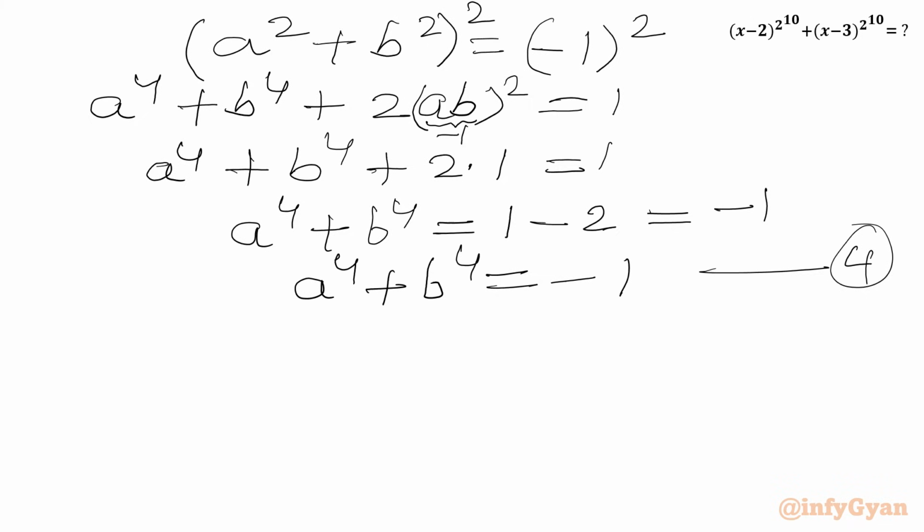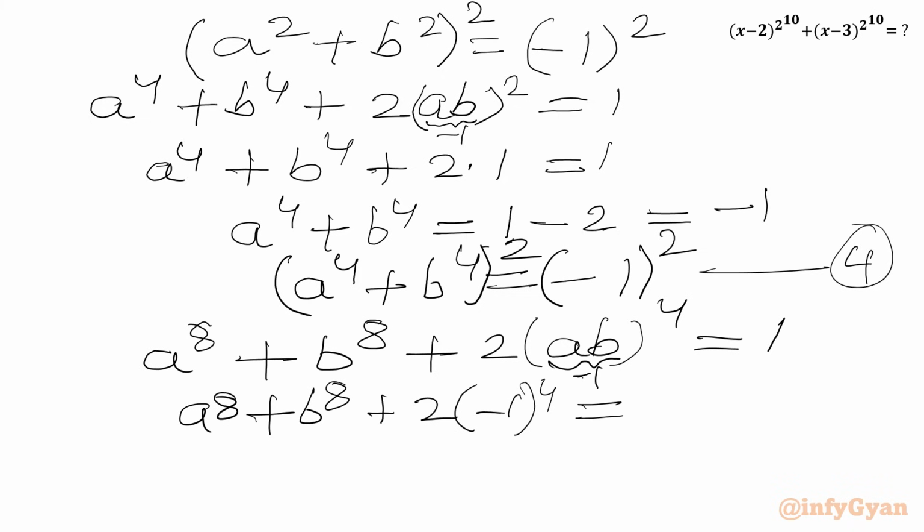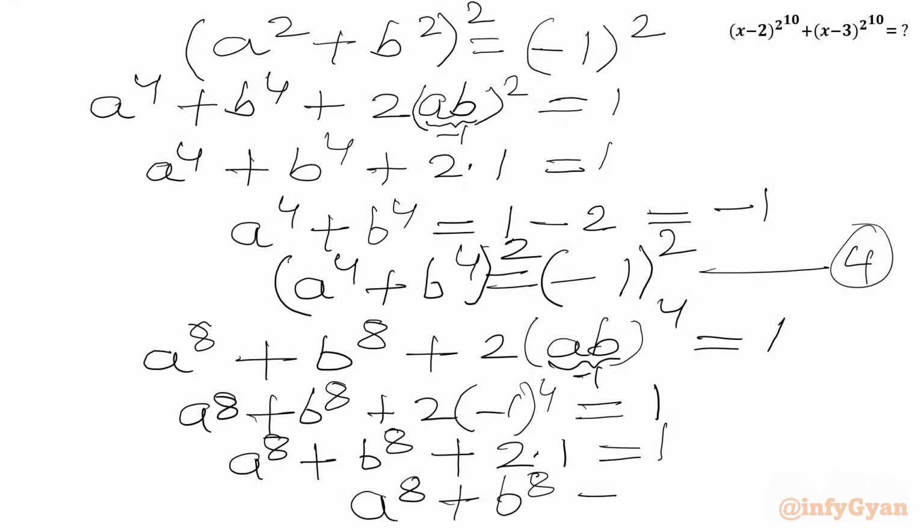Equation number 3 was a² + b² = -1. Again we'll be squaring both sides to get the value of a⁸ + b⁸. So I will put power 2 on both sides. We'll use the (a + b)² formula this time. So we'll be getting a⁸ + b⁸ + 2 times (ab)⁴ equal to (-1)², which is +1. A times b is -1. So we'll write a⁸ + b⁸ + 2 times (-1)⁴ equal to 1. Minus 1 with an even power is +1. So we'll write a⁸ + b⁸ + 2 times 1 equal to 1. So we can conclude a⁸ + b⁸ must be equal to -1. 1 minus 2 is -1. Let's say this is equation number 5.